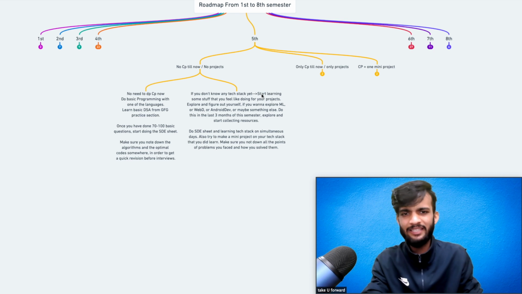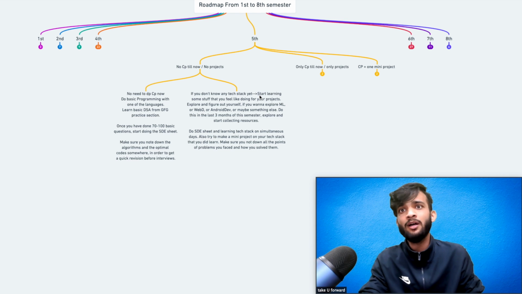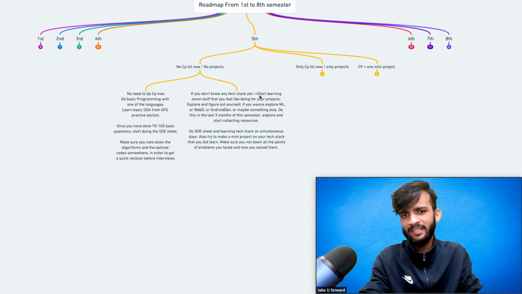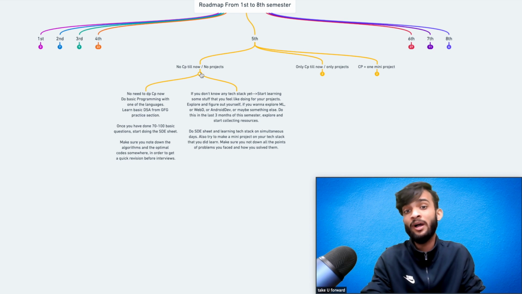So start learning a tech stack. Yes, any tech stack you find interesting, start learning it. Now the question is, how do you manage time to do the SD sheet as well as learn a tech stack? Either try to do it on alternate days, or do it in alternate weeks. So that's the way to go. Okay, but please do not start CP in your fifth semester. That's going to be a disaster if you have not started yet.